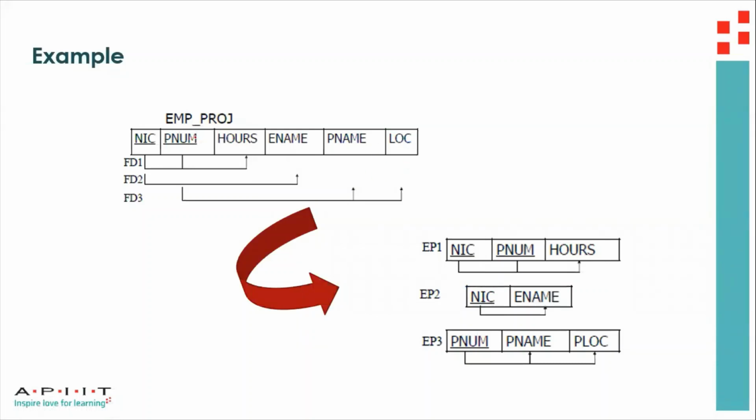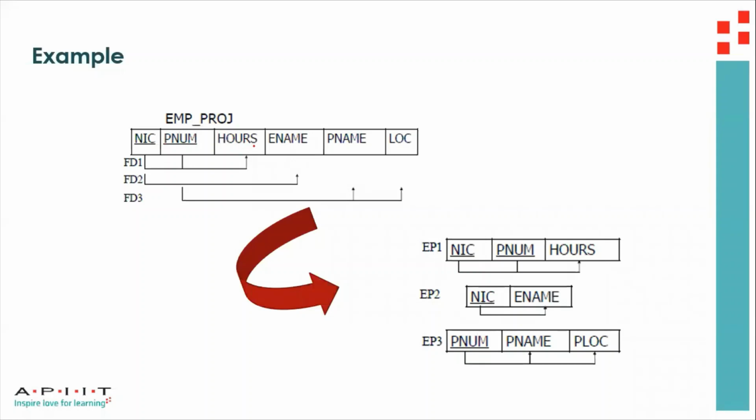The relation name is employee project. That means we want to track the employees who are working inside the projects and what are the projects that they work for and the number of hours and all. And look at this one here. We have the primary key, right? The NIC and the PNUM make up the primary key. PNUM is the project number, and this is the employee NIC. And here we have a full dependency, right? See, this full dependency is there.